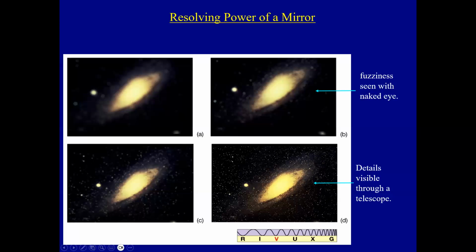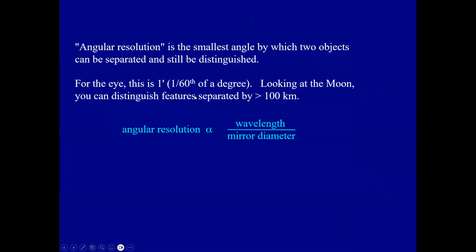The resolving power of a telescope or any optical system depends on the wavelength: the smaller the wavelength, the smaller the angular resolution, and also on the mirror diameter. With a larger mirror, you have a smaller angular resolution. Smaller angular resolution is better. It's basically the smallest angle by which two objects can be separated. Identifying two objects separated by 1 degree is better than identifying two objects separated by 2 degrees. So basically, for angular resolution, smaller is better.